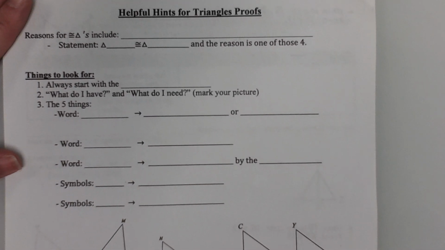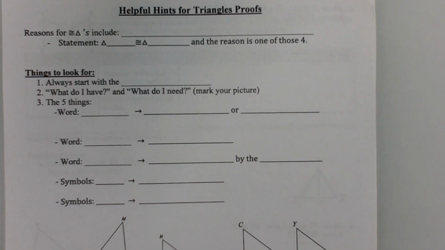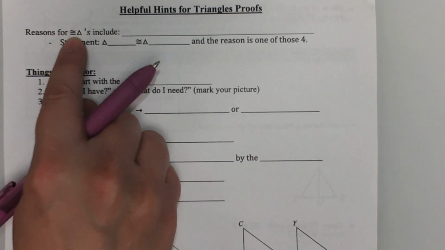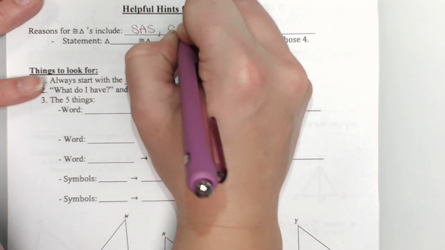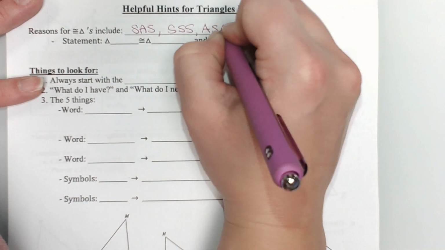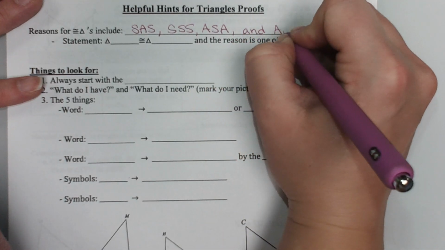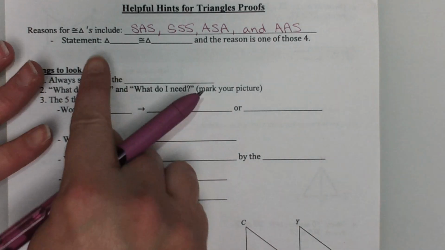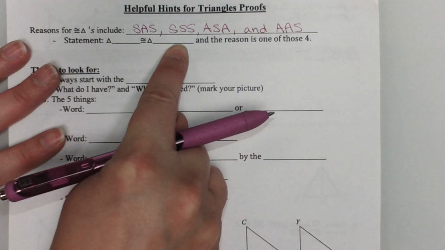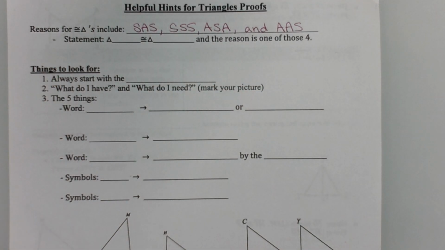Okay, so the last page kind of gives us the overview of proving triangles are congruent altogether. Reasons that you can say you have congruent triangles include the side, angle, side, side, side, side, angle, side, angle, and angle, angle, side. Those are the reasons that we say that the triangles are congruent. The statement is the triangle blah, blah, blah is congruent to triangle blah, blah, blah. And the reason would be one of those 4. You've seen us do that a lot in these proofs.